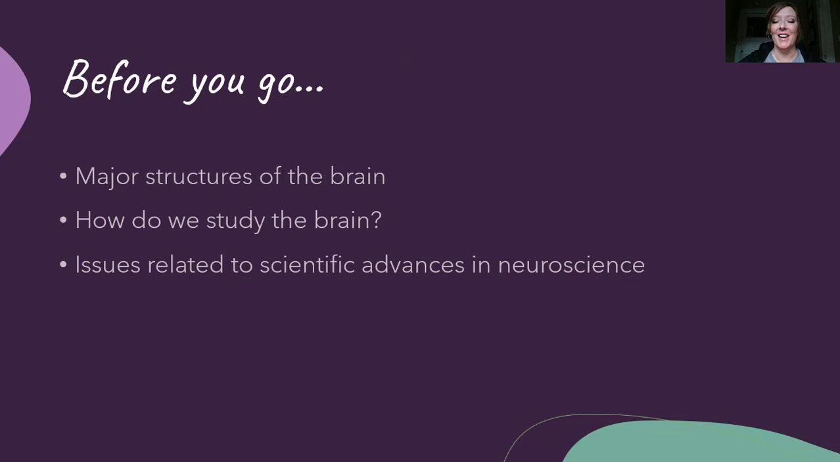Pretty cool. Okay, so we are done with section 2, but before you go, you should have a basic understanding of the major structures of the brain. You should have an understanding of how we study the brain, the different ways that we look at the brain. And finally, some of the different issues related to scientific advances in neuroscience.